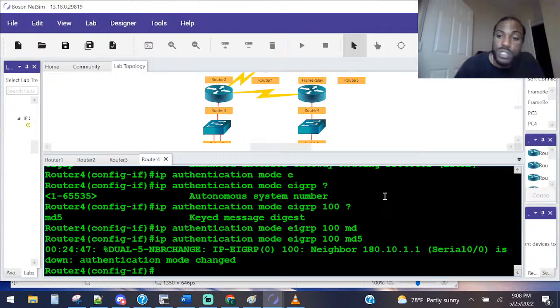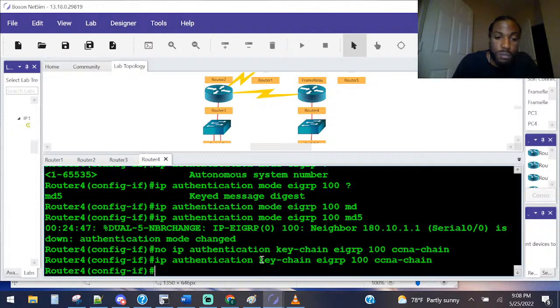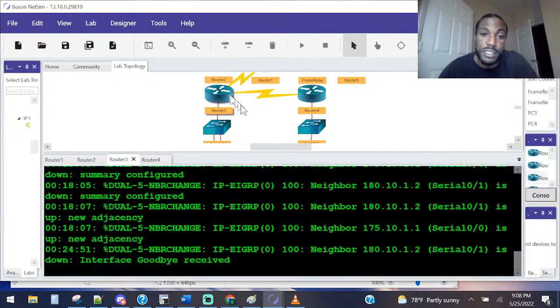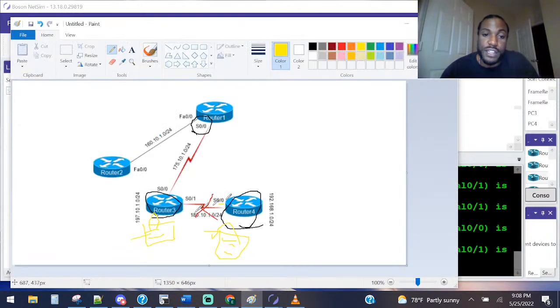So authentication mode is changed. So now that brought down that relationship, right? And then I think you also got to put in this right here. Oops. I put no. Where's that chain at? Let me get rid of that. No. And then what they have us do, and then on router 3, create a keychain. So pretty much the same thing, but do the other side, just like I said. Notice goodbye received. That's why it brought down the relationship, like I was saying, over here. So it took down the relationship over there.